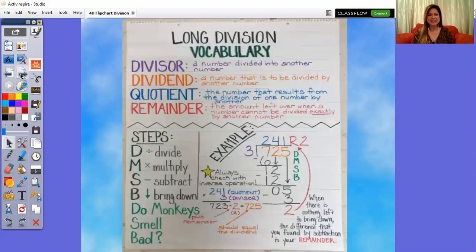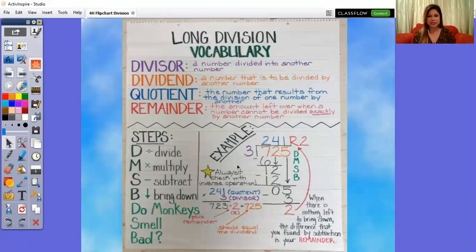So let's take a look at another set of steps that you could use to remember our division steps for the long division, and it would be, do monkeys smell bad? You first divide, and then you multiply, subtract, you bring it down, and then you check to see if you have a remainder. Now, there are different parts to a division problem.